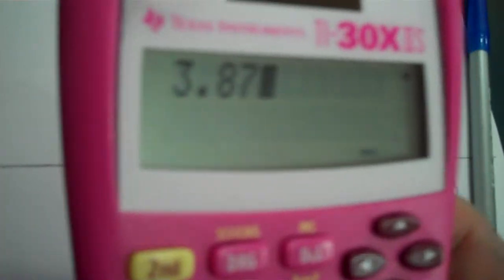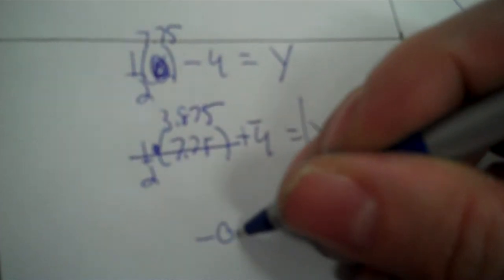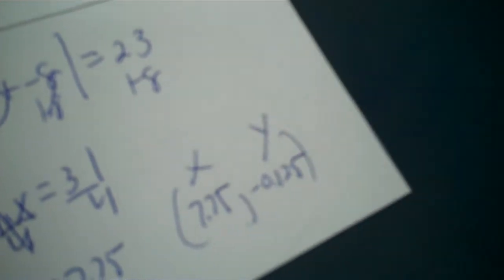3.875 plus negative 4 is negative 0.125. Long decimal, but at least it's exact.